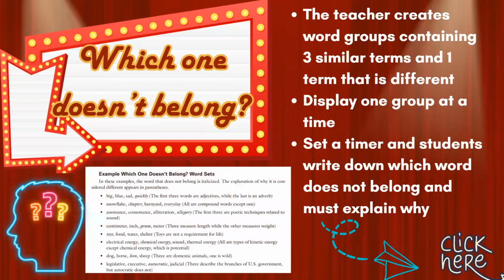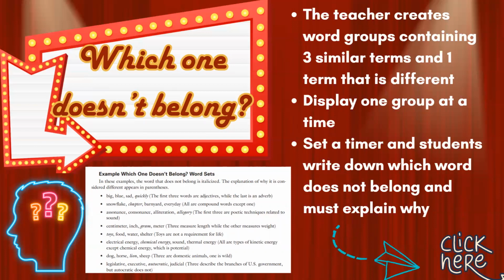Next, we have the game, Which One Doesn't Belong? And this is a very simple game. It does take a little prep from the teacher. The teacher has to come up with word lists, and within each list, there should be 3 terms that are similar and 1 term that is different. And the students have to identify which term is different, and then they have to explain why.